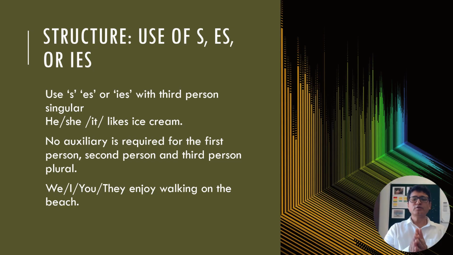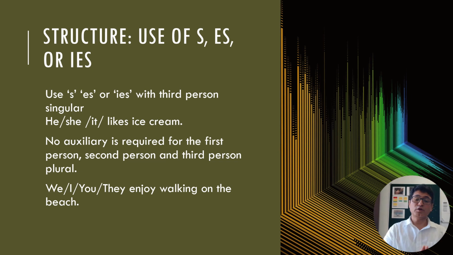Now, where do we use s, es, and ies? We use s, es, or ies with third person singular. Now, what are third person singulars? He, she, it, or any singular name. So we'll say he likes ice cream. She likes ice cream. It likes ice cream. Or if there is a name, Ali likes ice cream.